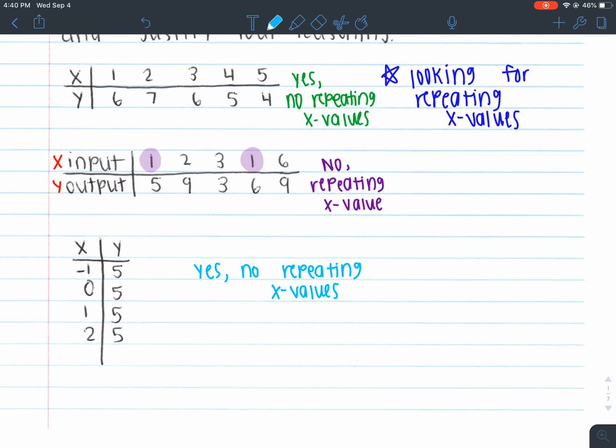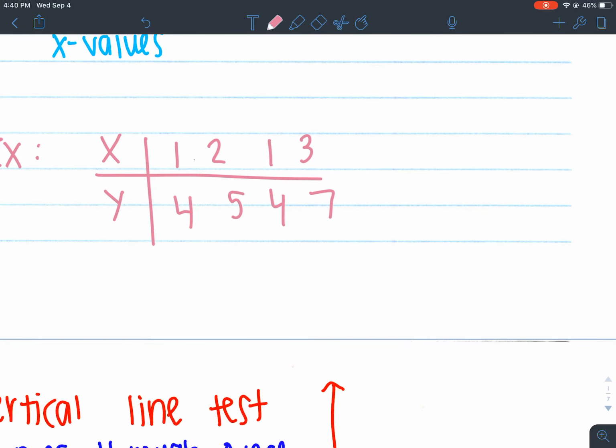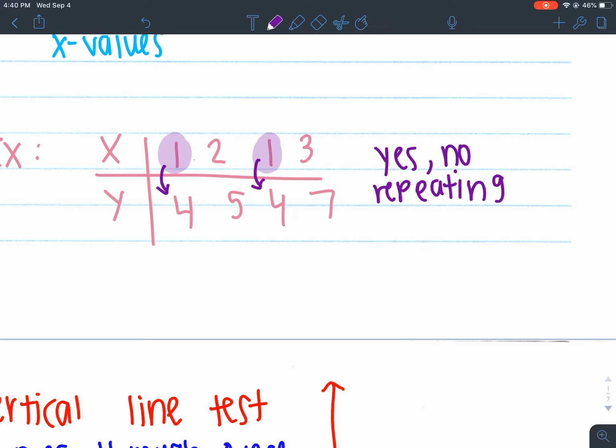So I want to go back to this one, and I want to just do a brief example that isn't on there. So let's say I have 1, 2, 1, 3. Okay, so here I would ask, hey, is this a function? And you'd be like, well, let me look for repeating x values. So you're like, oh, okay. I have a 1 here, and I also have a 1 here. However, this one goes to 4, and this one also goes to 4. So is it really cheating? It's not cheating because it's going to the same number. So this is still, yes, a function, no repeating x values.